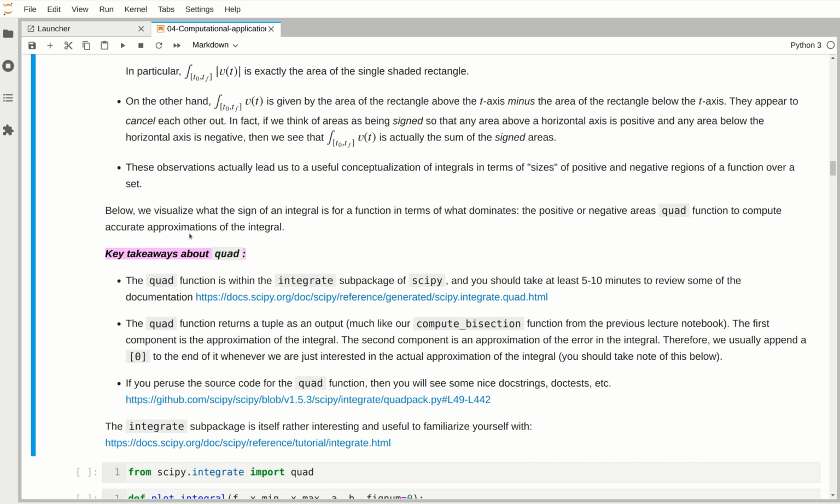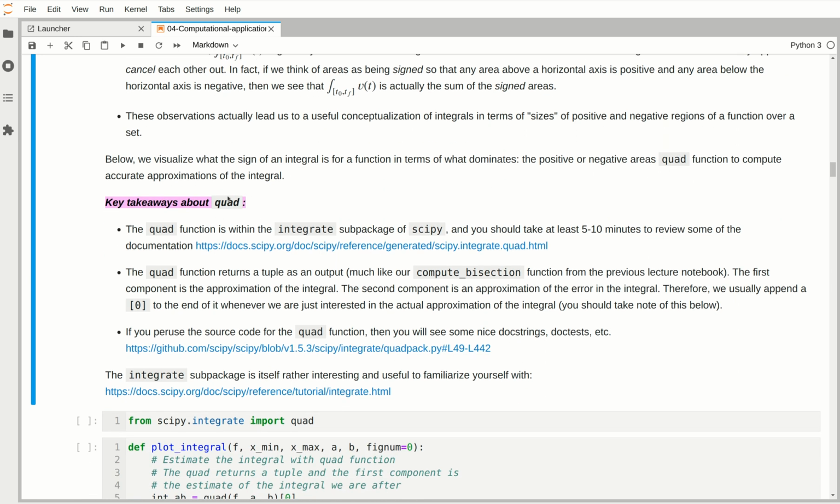So below, what I'm doing is I visualize the sign of an integral for a function in terms of what dominates, the positive or negative areas. And I use the quad function to compute accurate approximations of the integral. Now, we were exposed to this quad function actually in the activity to the prologue lecture, the external activity. It was used in the Fourier series approximations that were created to compute the coefficients. So the quad function is within the integrate subpackage of SciPy. I suggest taking 5 to 10 minutes to review some of the documentation you can find at this link.